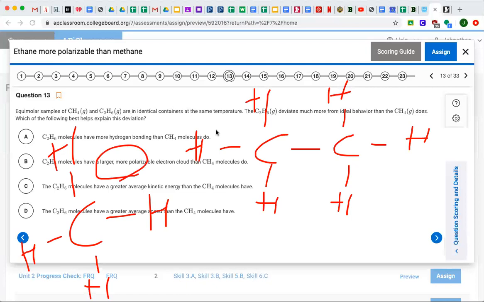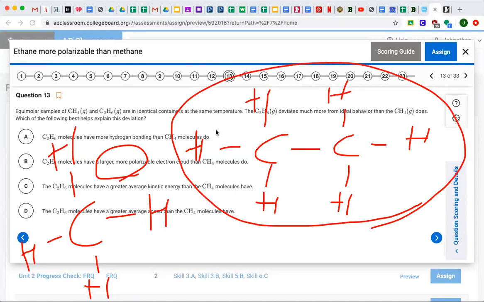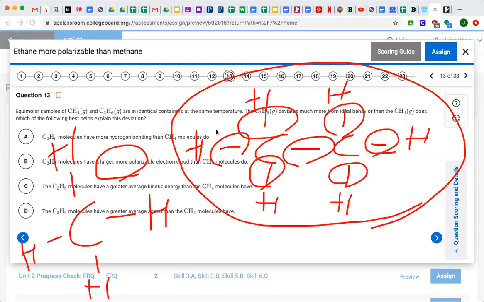And does this chemical have an electron cloud? Are there electrons here? These bonds, are those made up of electrons?